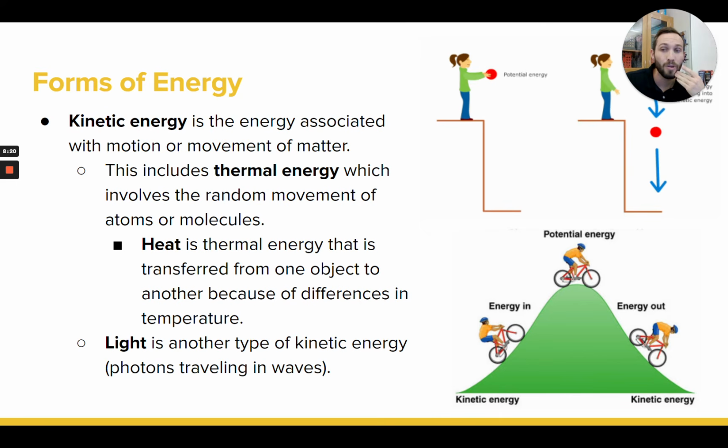And then another one is light. Light is also a form of kinetic energy. Light has to do with packets of energy called photons that are traveling in waves at the speed of light through space. Those photons zipping through, traveling in waves at the speed of light, are kinetic energy as well. So those are all examples of kinetic energy.